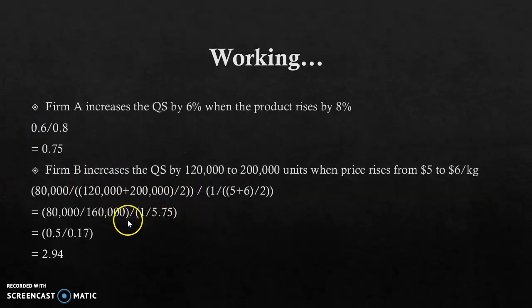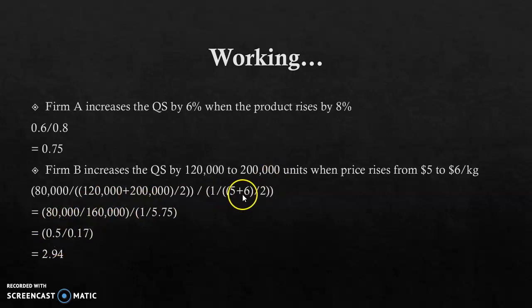Okay, firm B is quite a long, complicated question, so you've got to break it down, and I tend to break it down quite a bit. You can rearrange that formula, that's fine, but this is just how I would do it. The change, 80,000, divided by the first quantity plus second quantity divided by 2. Brackets are really important here, so I work that out first. Then I work out the answer to this, which is 0.5.